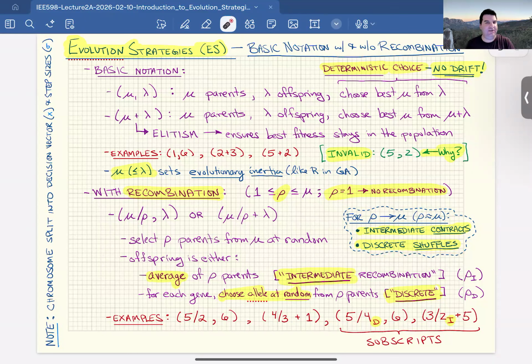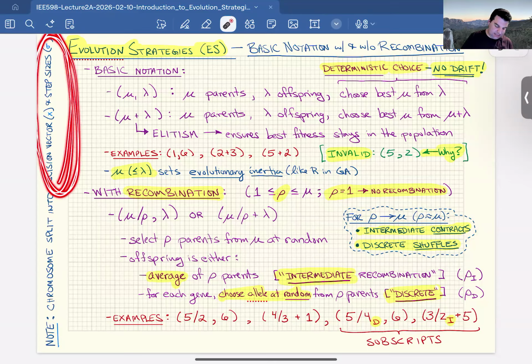Discrete shuffles, which is kind of a similar idea. If you took rho and made it as big as mu, then what you're basically saying is that all of your offspring are just going to be a random reshuffling of all of the alleles in all of your parents. So it's sort of a discrete version of contraction, where it's very explicitly contraction in the intermediate case. All right, so that's recombination, but I want to focus on this over here for a second.